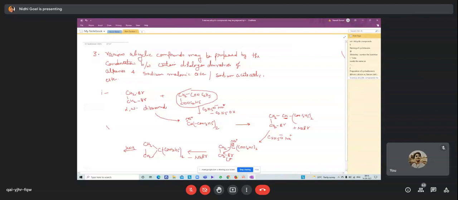Now in the presence of potassium hydroxide and further reaction with HCl, that means acidification, COOC2H5 will be converted into the COOH group. So the dicarboxylic acid is formed. On further heating, CO2 is removed. What will be the final product? CH2CH2CHCOOH. So this is your final product, an alicyclic compound having a carboxylic acid.